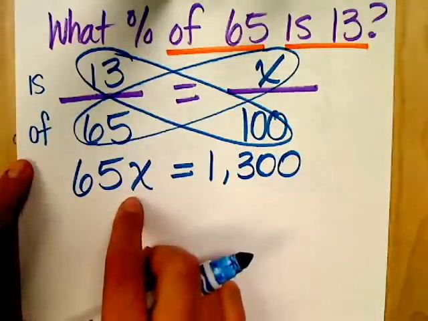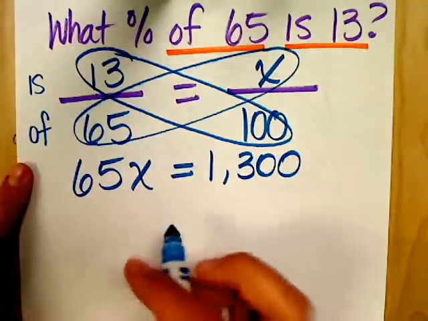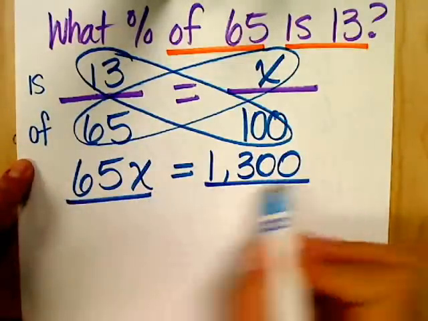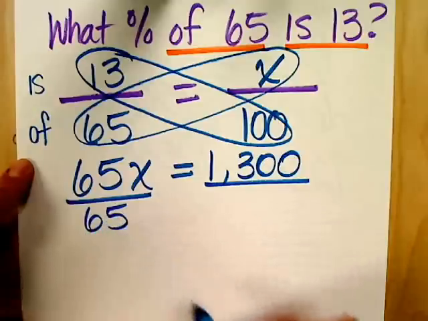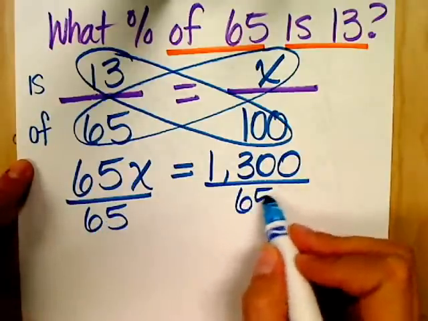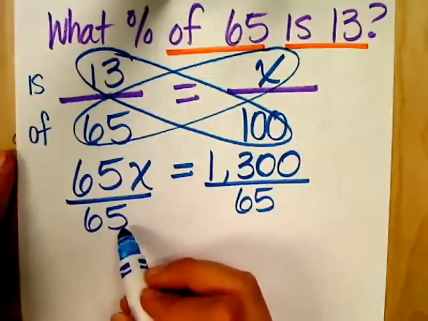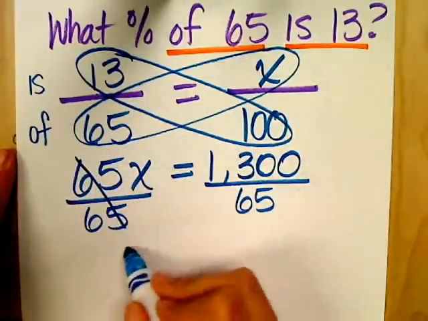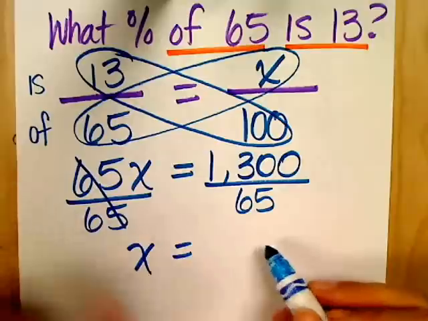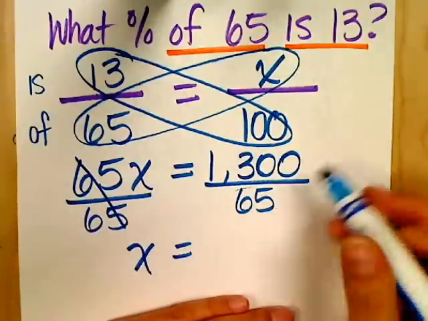These two are being multiplied, so yes, Tony? I do what? Divide by what? 65. By 65. Only to one side or both sides? Both sides. 65 over 65 gives me 1. X is left. Now this, I might have to pull to the side and work out.